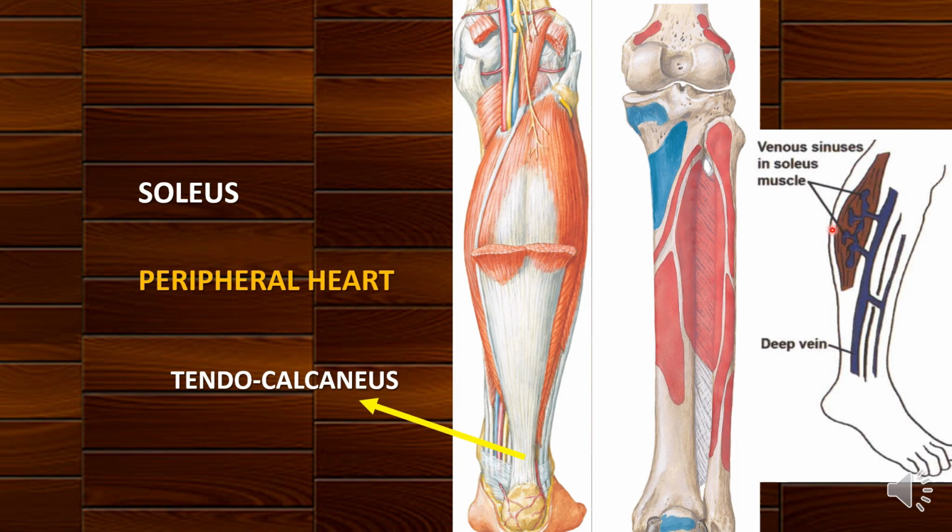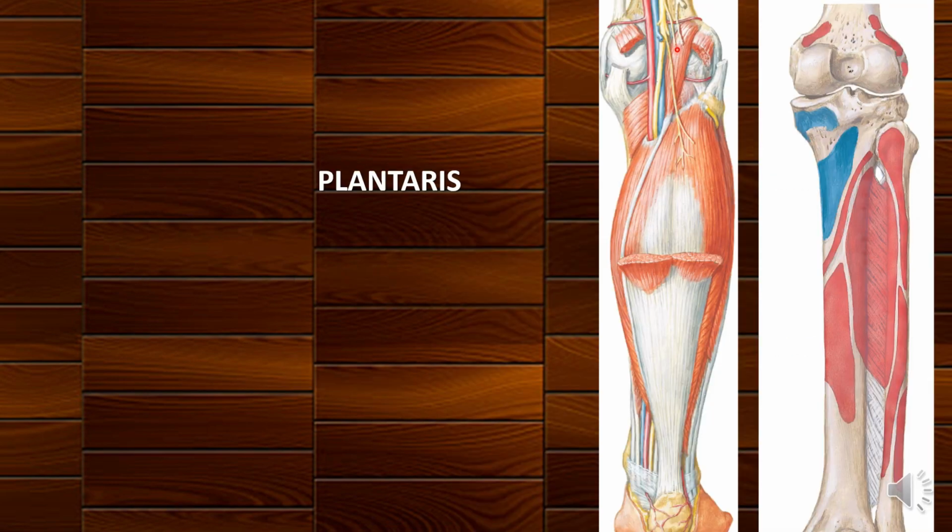So that is why soleus is called the peripheral heart. Plantaris has a small fusiform belly. You can see it is taking origin from the lower part of the lateral supracondylar ridge, and it is forming a long narrow tendon. This long narrow tendon is passing between the gastrocnemius and soleus, and finally it will blend with the medial aspect of the tendocalcaneus.